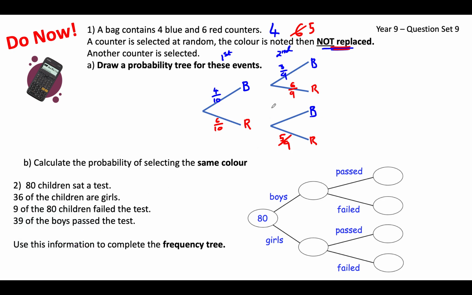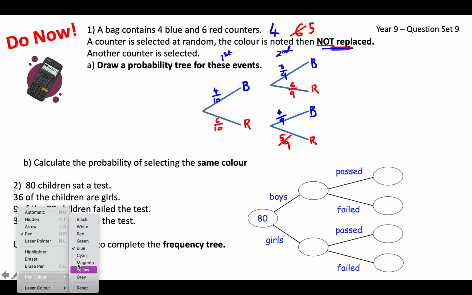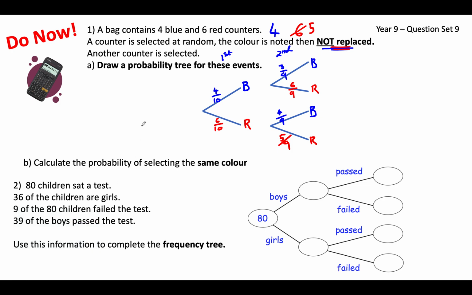Thinking of the probability of picking a red and then a blue, there would still be 4 blues, but again, there's 1 less counter, so it's out of 9. 4/9, 5/9 makes a total of 9/9. Okay, cool. So that is a sort of probability without replacement. It's conditional probability. The second set of probabilities is conditional on what happened when you pulled out the first counter.